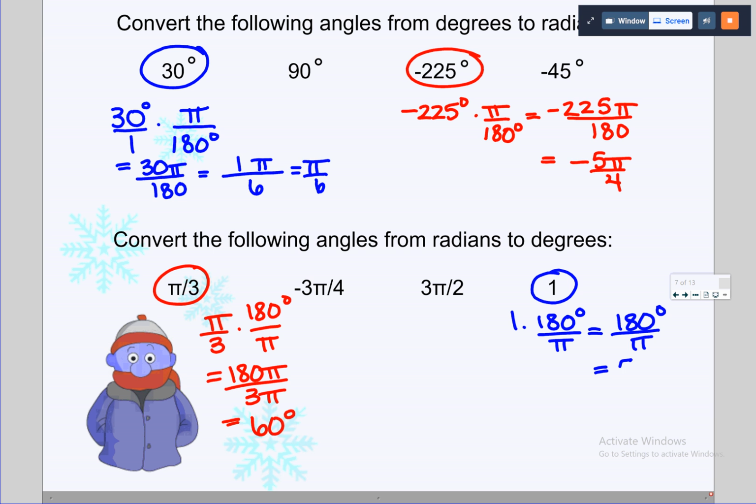And you should get 57.3. Does that sound right? Double check me. 57 point, what's the decimal? 3? Yeah, approximately. Okay. So if you think about that previous picture I showed you with the circle and the radius kind of wrapped around the edge, that angle that's forming when we see 1 radian is about 57 degrees. So what's a radian? It's about 57 degrees. Okay. Questions?